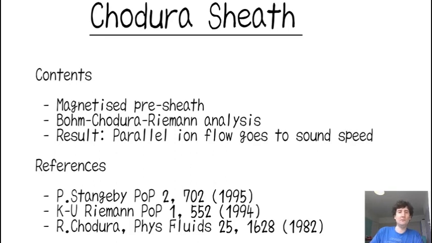And so we'll look at the so-called magnetized pre-sheath. So this is a layer which is a few Larmor orbits wide in front of the wall, where the ion orbits intersect with the wall. There's an analysis originally by Chodura, and then in a different way by Riemann, which shows that essentially the boundary condition becomes the parallel ion flow becomes the sound speed.